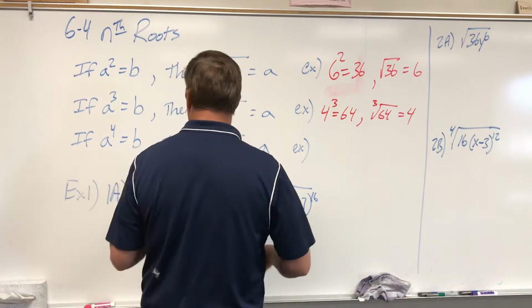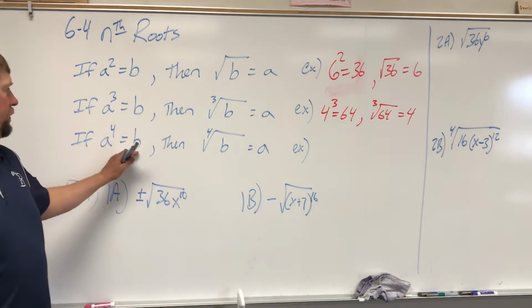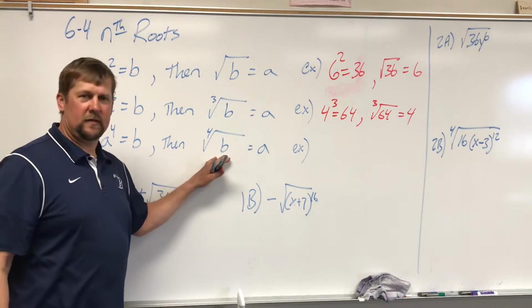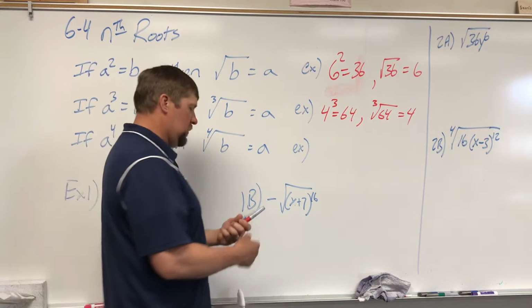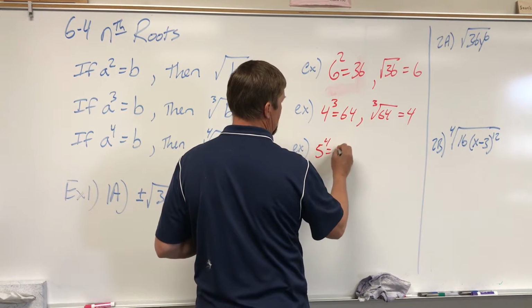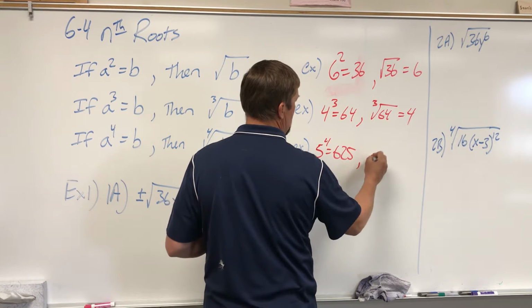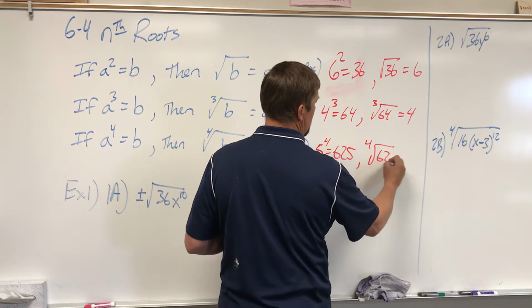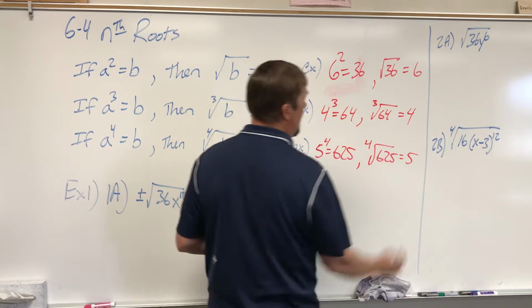All right, the last one, a to the 4th equals b. It's the same as the 4th root of b equals a. So again, if you have 5 to the 4th is 625, then we know the 4th root of 625 has to be 5.